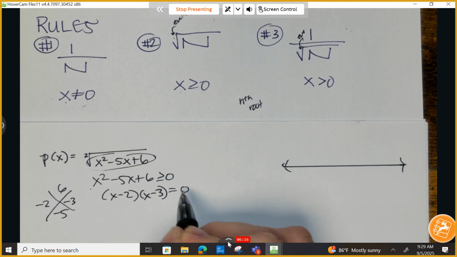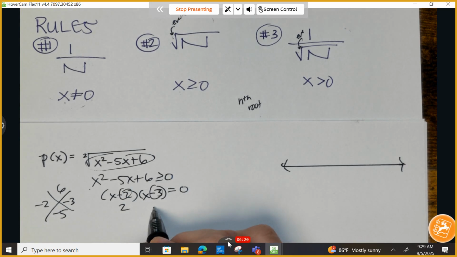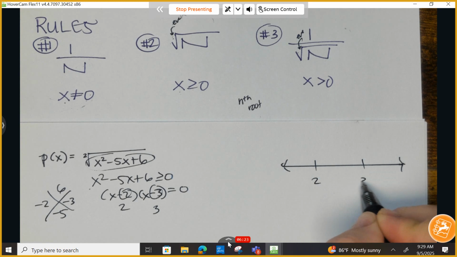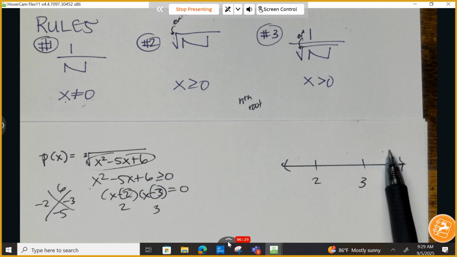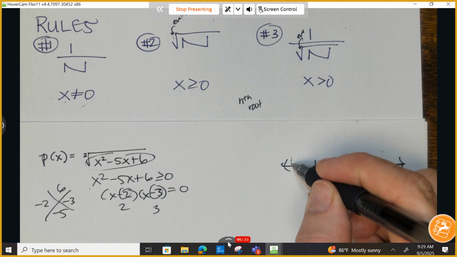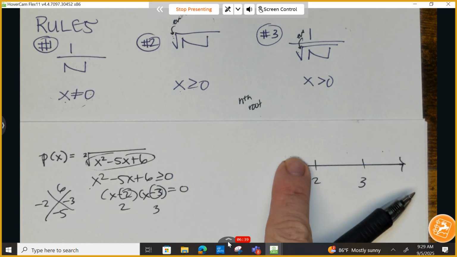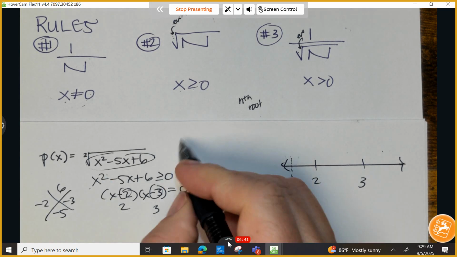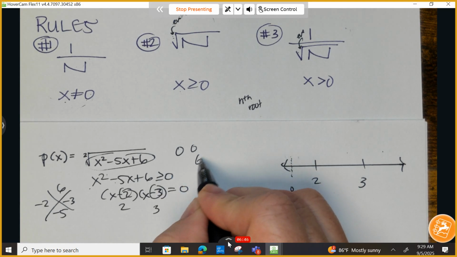I'm going to set it equal to 0 while I try to find those hash marks, and I get 2 and I get 3. So here's 2 and here's 3. But again, remember when we learned this in Unit 2, it goes yes, no, yes, or vice versa, no, yes, no. How do I decide how I'm going to shade? I think as long as 0 is not a hash mark, it's easiest to test 0. So I'm testing this region right now. I'm plugging in 0. 0 squared is 0. Negative 5 times 0 is 0. Plus 6 is 6. So I have this statement.